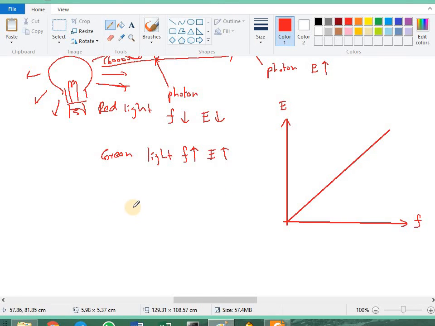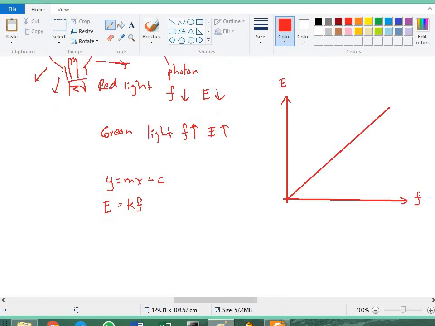From this graph we can create a straight line equation, y equals mx plus c. Here y is energy and m is the gradient. Because it's a straight line, the gradient must be a constant number, so we put k as the constant number. x is the frequency, and c is 0.